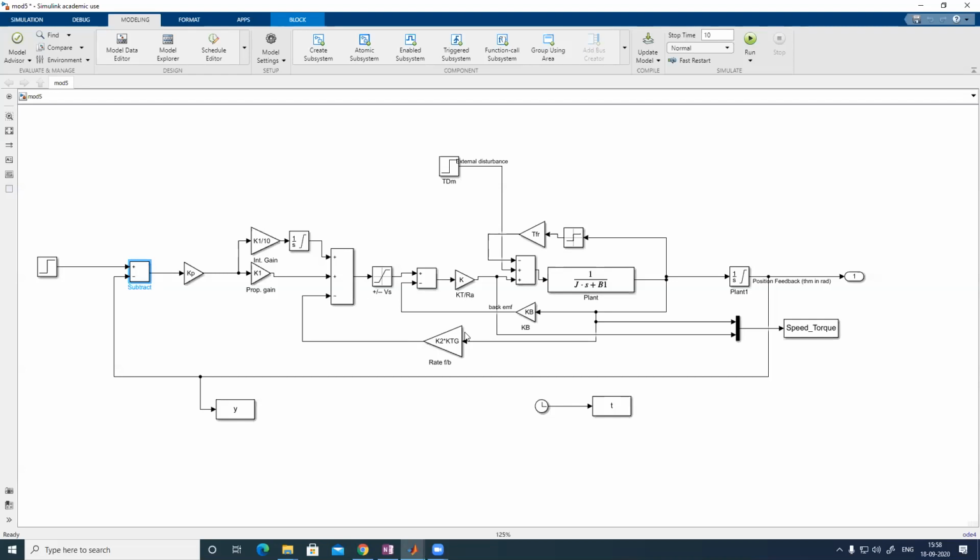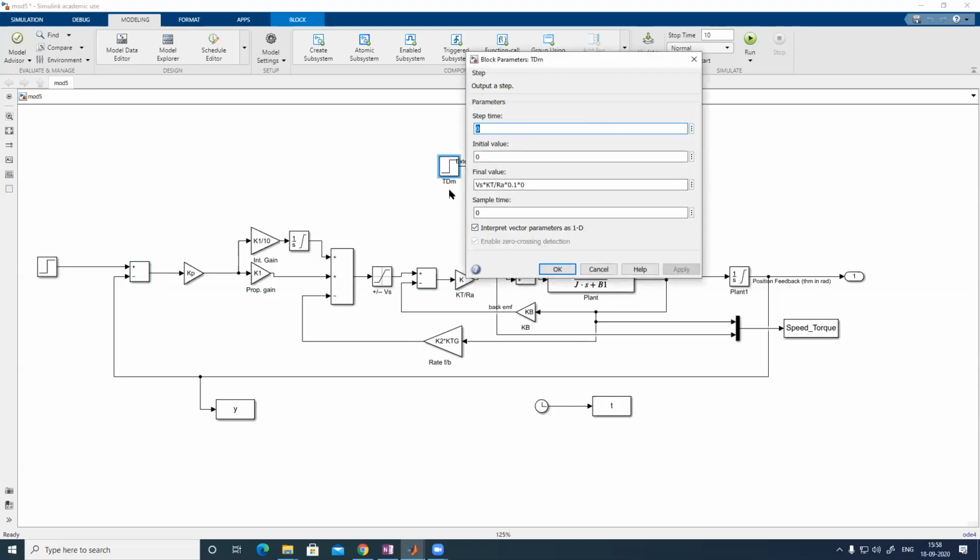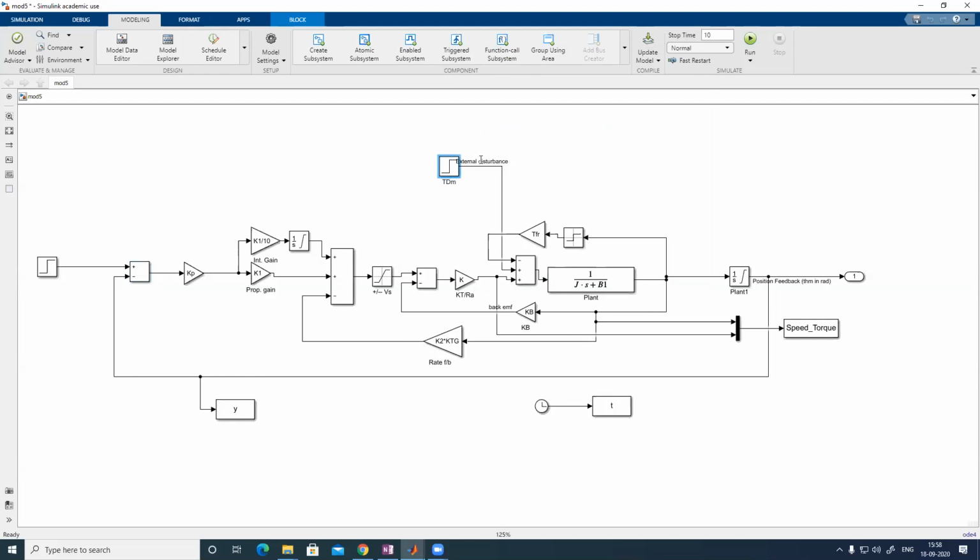Sir, the name of the external disturbance, we will be giving zero. This is step input only. Yeah, I am changing the name only here. Okay.